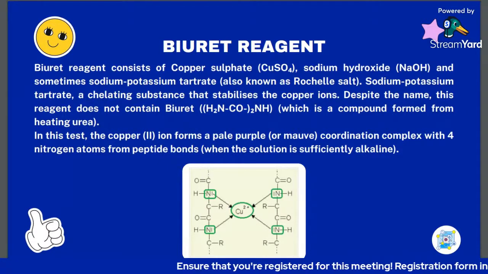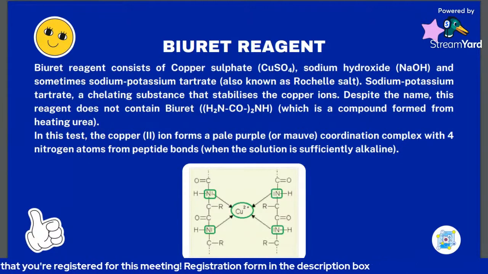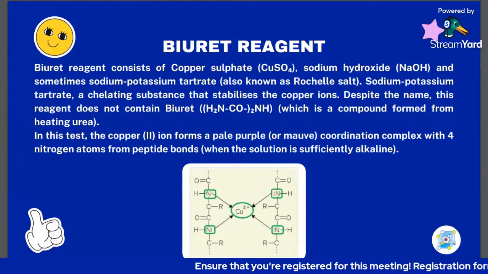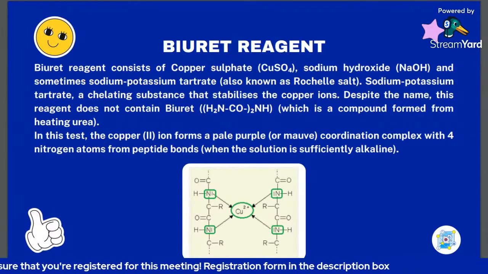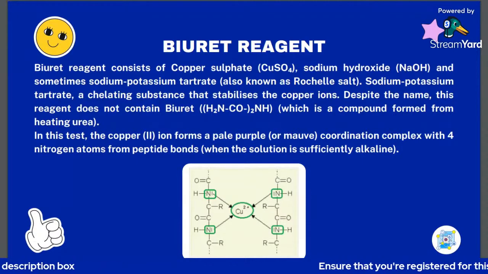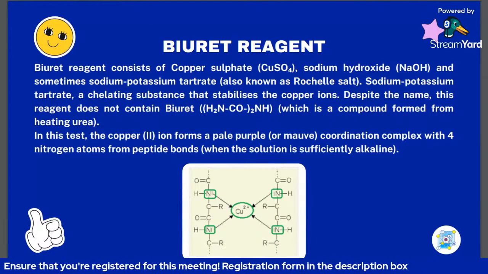So despite the name of the reagent, it actually does not contain biuret, which is a compound that is formed from heating urea. In this test, what you find is that the copper ion forms a pale or mauve coordination complex with 4 nitrogen ions from the peptide bonds when the solution is sufficiently alkaline. So of course you added sodium hydroxide to make the solution alkaline, and your copper sulfate is the main thing that is reacting in the solution.